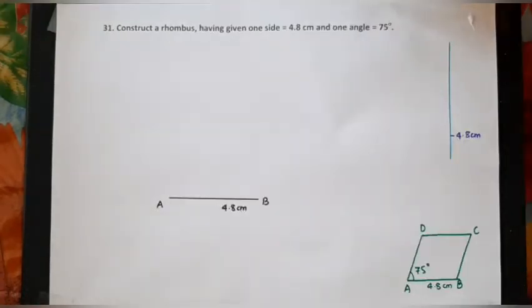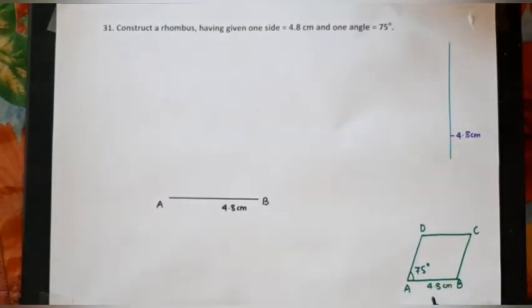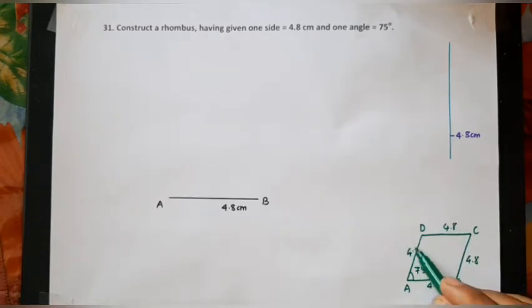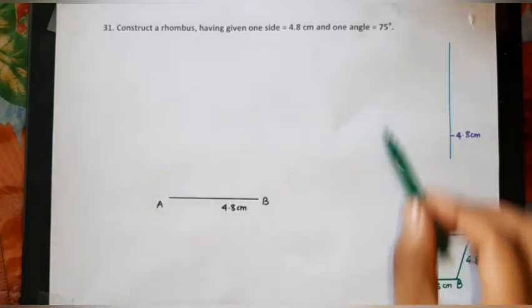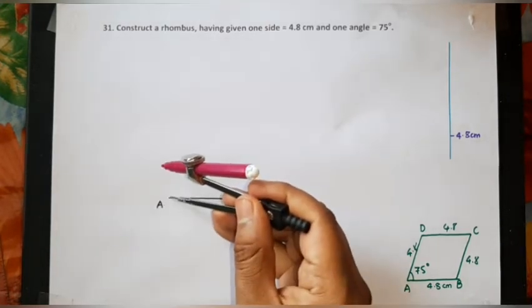Now let us have a look at this question. Here also we need to construct a rhombus having one side equal to 4.8, so the sides will also be 4.8, each of them 4.8, and one angle is given to be 75 degree. Let me name the rhombus ABCD, and I'm taking one of the angles, angle A, to be 75 degree. I have taken 4.8 here, so let me draw a 75 degree angle at A.